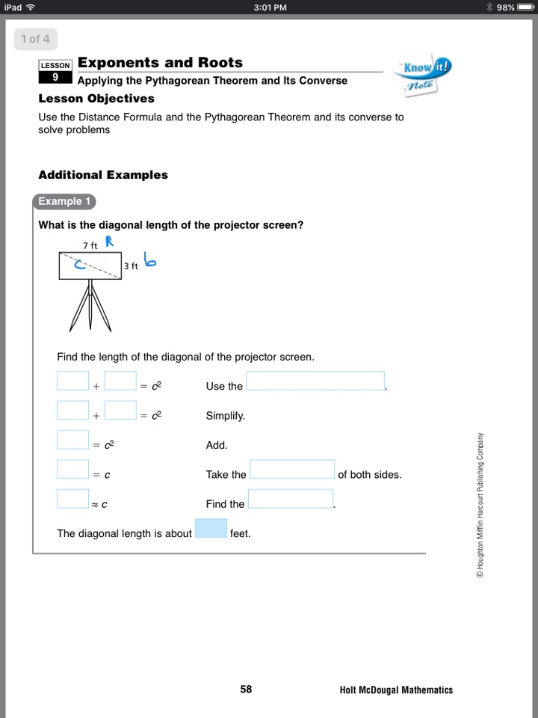So we're going to use the Pythagorean theorem to find the length of the diagonal. So we say that we take A squared plus B squared equals C squared. In for A, I'm going to put 7 squared, and for B, I'm going to put 3 squared. And I'm going to simplify. 7 squared is 49, 3 squared is 9. Then I'm going to add 49 and 9 and get 58.